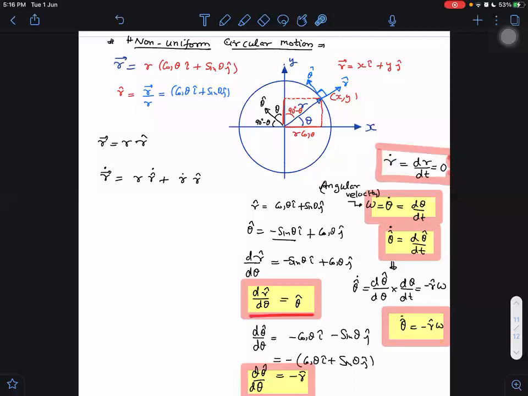But physically we can visualize what the derivative of r cap with respect to theta is. Just turn it by 90 degrees and that will be the derivative with respect to theta. What is the derivative of theta cap with respect to theta? Again, turn it by 90 degrees. That is minus r cap. What is the derivative of minus r cap with respect to theta? Again, keep turning by 90 degrees. Minus theta cap. So it is so easy.